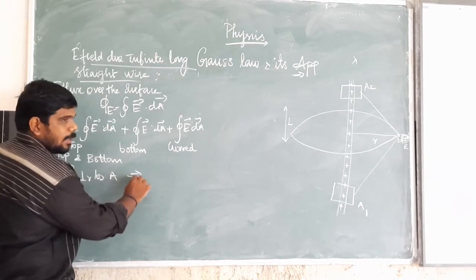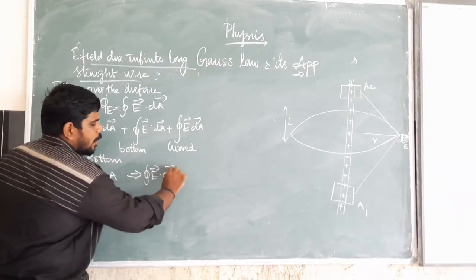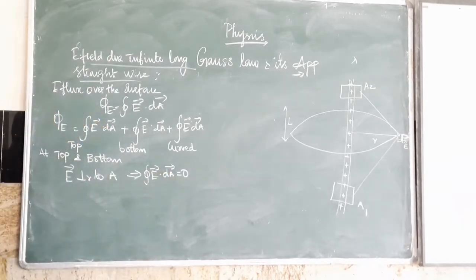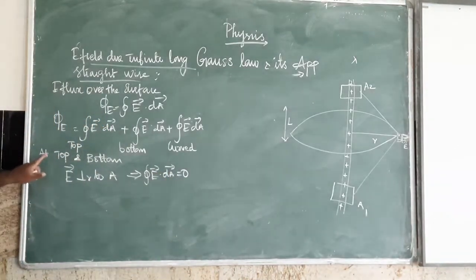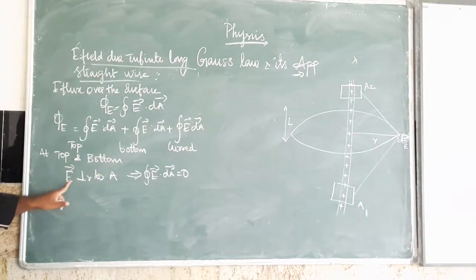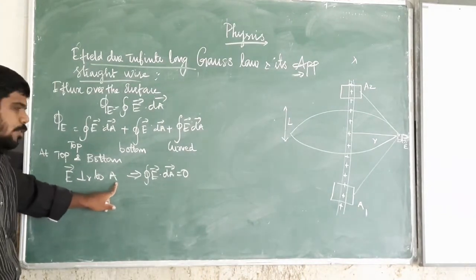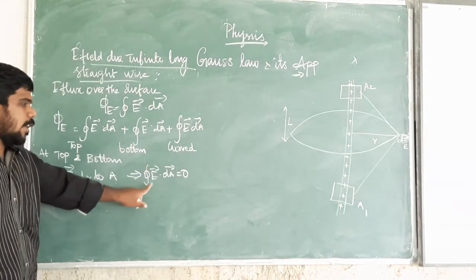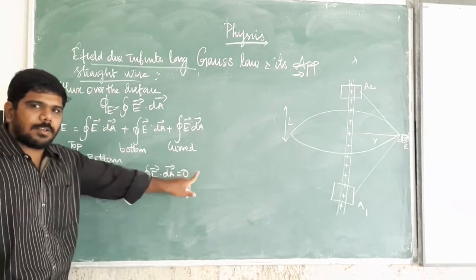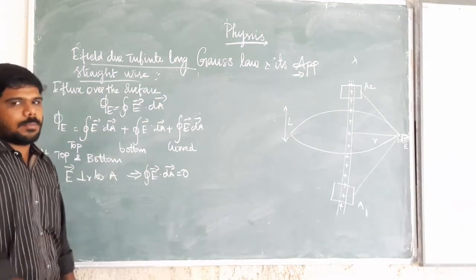So the electric flux, the closed integral of E vector dot dA vector, is equal to 0. What does it say? At the top and bottom surface, the electric field will be perpendicular to the area component. So the closed integral of E vector dot dA vector is equal to 0.